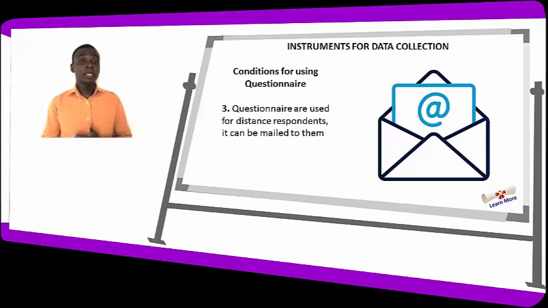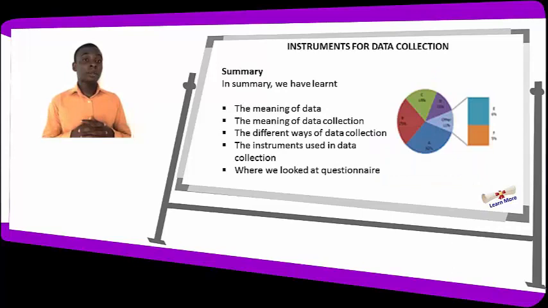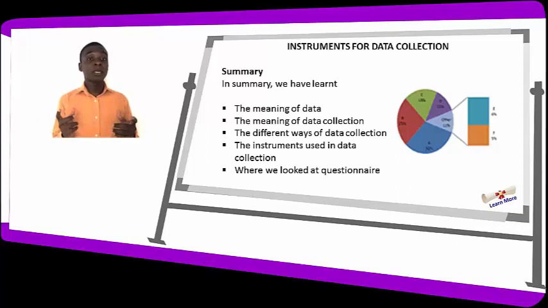So in summary, we have learned the meaning of data, we have looked at the meaning of data collection, and we've also looked at the different ways of data collection. I listed some ways of data collection and instruments used in data collection. We also looked at questionnaire, types of questionnaire, and conditions for using questionnaire.